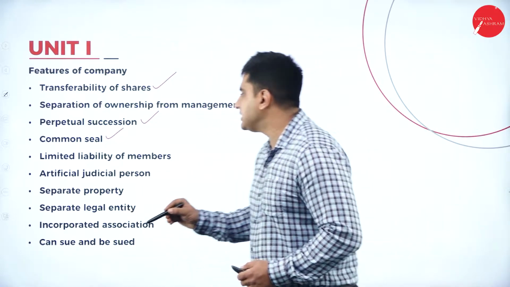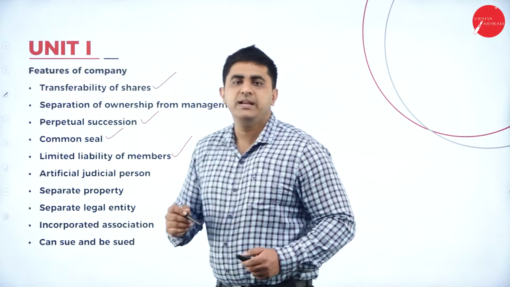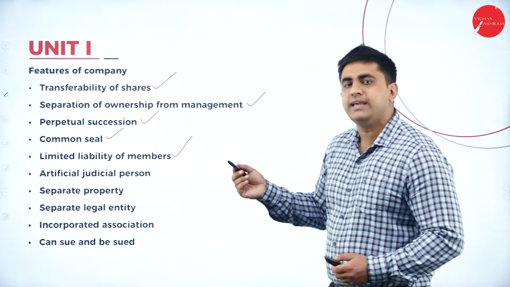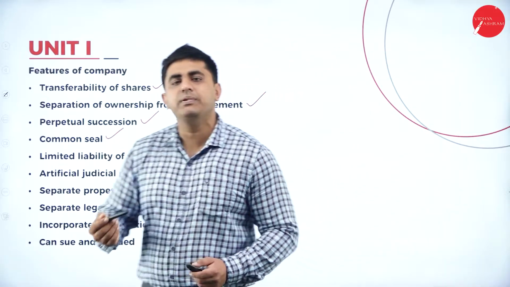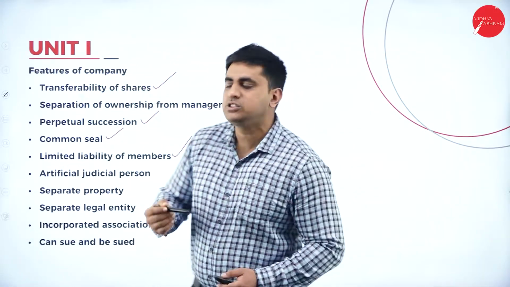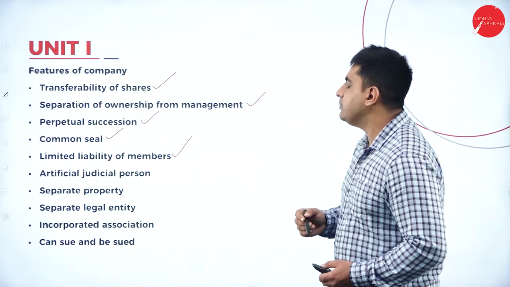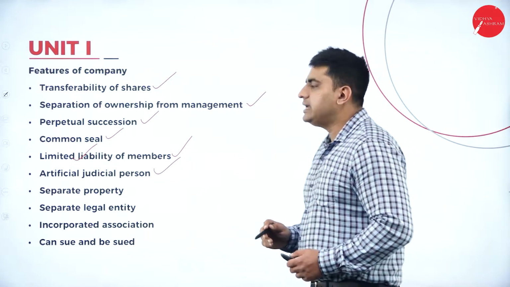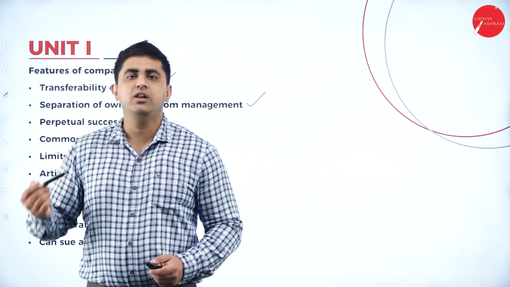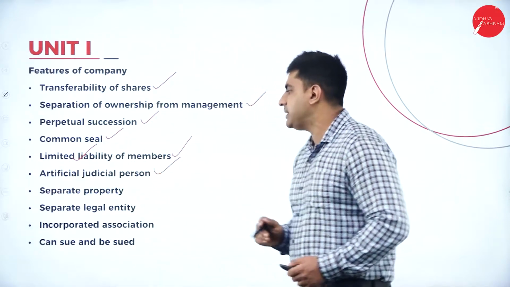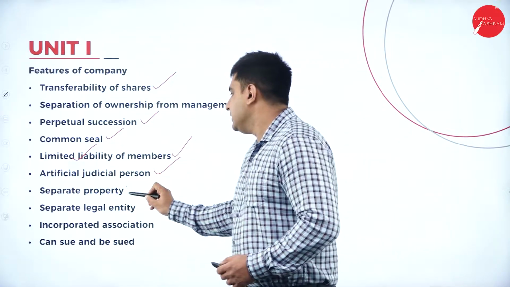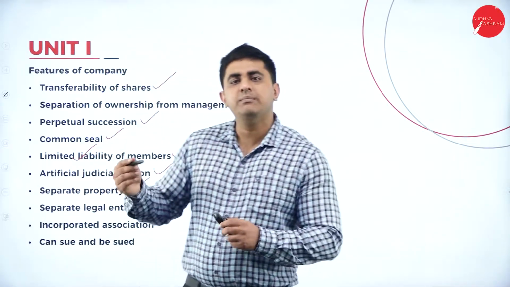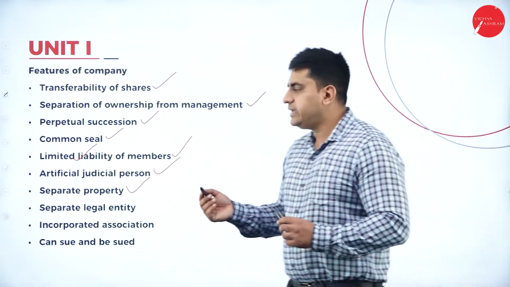Limited liability of members means, suppose the company is in loan, the personal assets of the members cannot be used to repay the loan of the company. Only the assets of the company have to be sold to repay the loan, that is limited liability. Artificial judicial person: the company is an artificial person created by law, that is the meaning of artificial judicial person. Separate property: here the property of the company is separate and the property of the members is separate. They don't belong to each other.